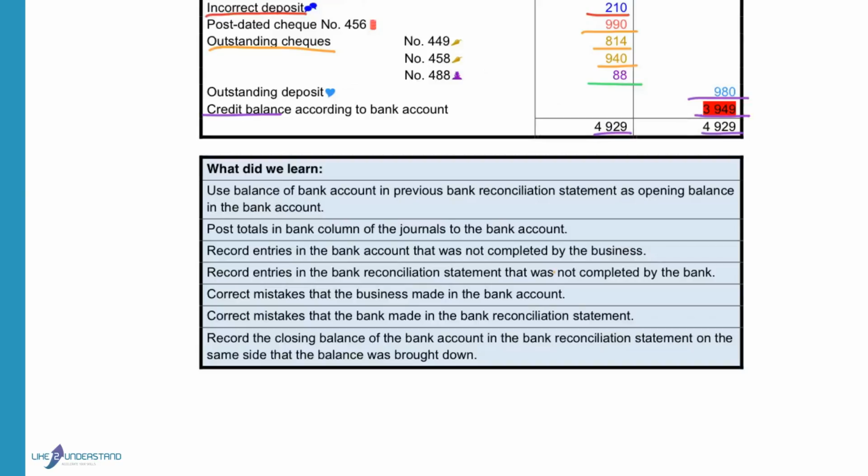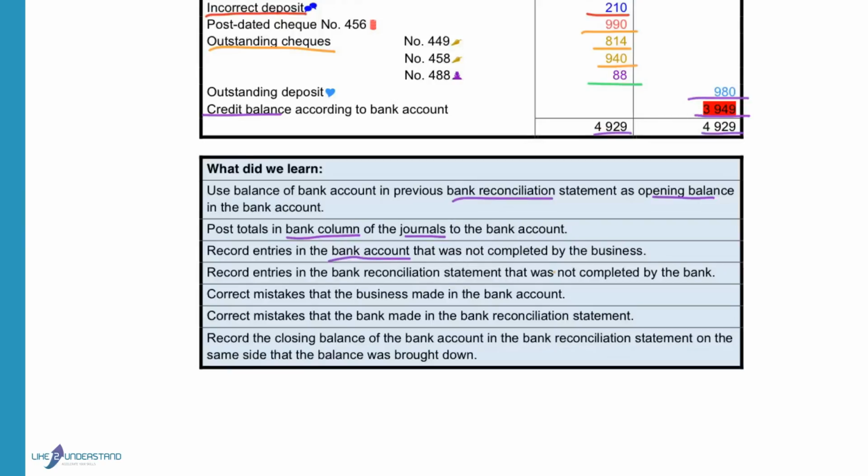What did we learn? We used the bank balance in the previous bank reconciliation statement as the opening balance in your bank account for the current month. The bank columns in the journals will be recorded in your bank account. Then you will record entries in the bank account instead of the journals, because in this question they asked you only to complete the bank account.